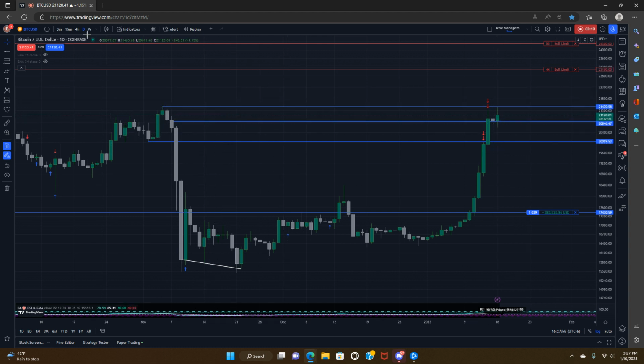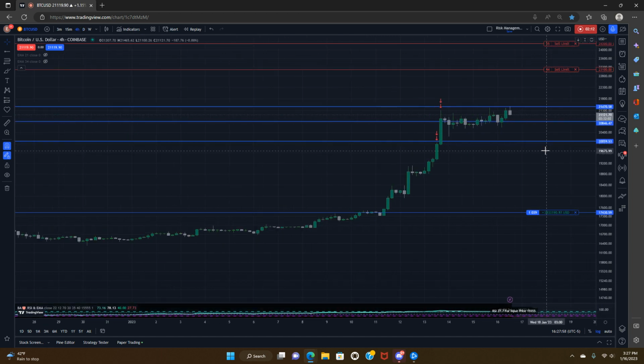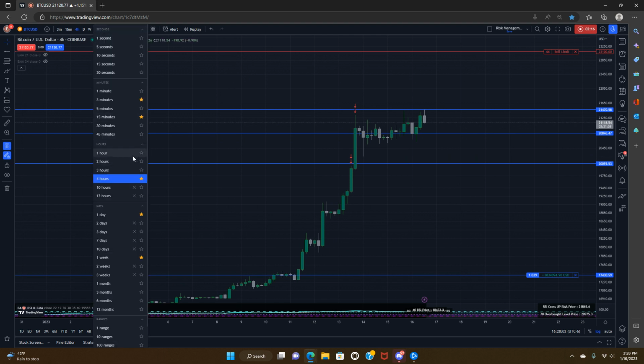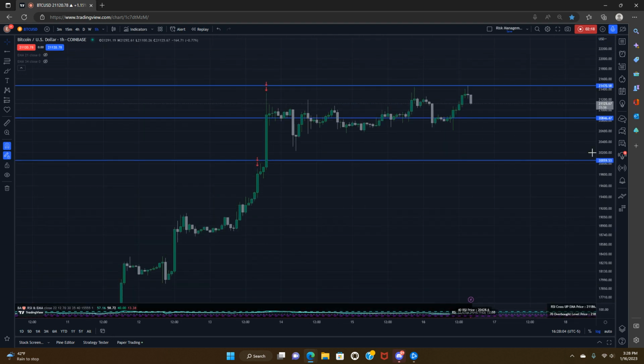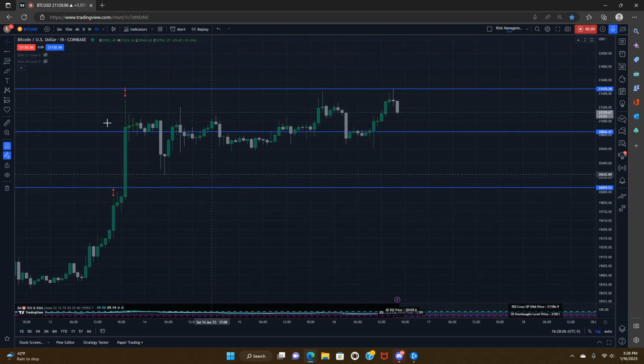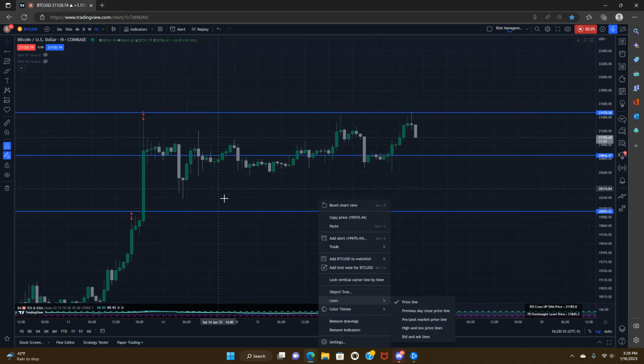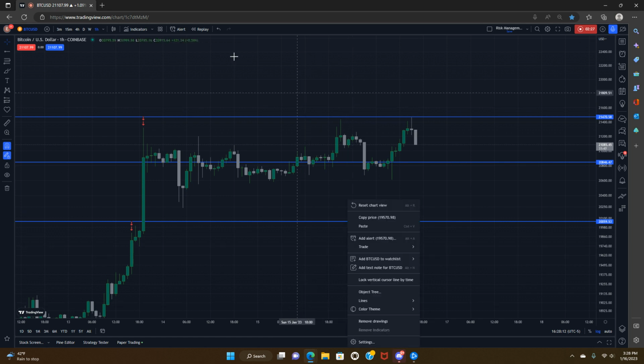Now, all those levels got hit and price did stall. And now we can zoom down on the 4 hour and see where we're at. So here you've got this consolidation forming. We can pull everything off the chart real quick.